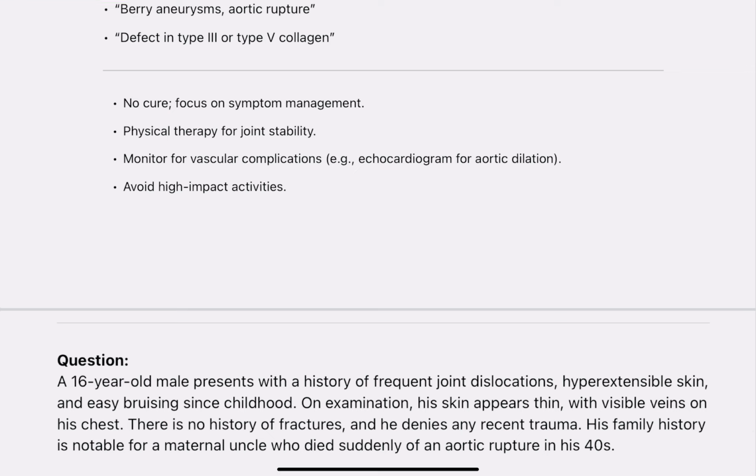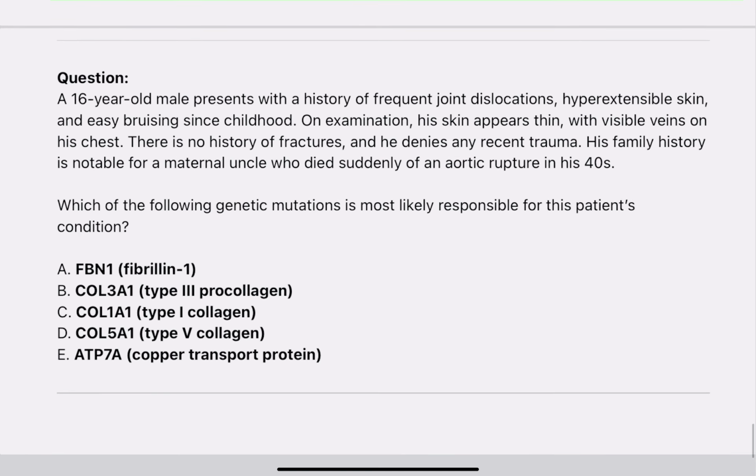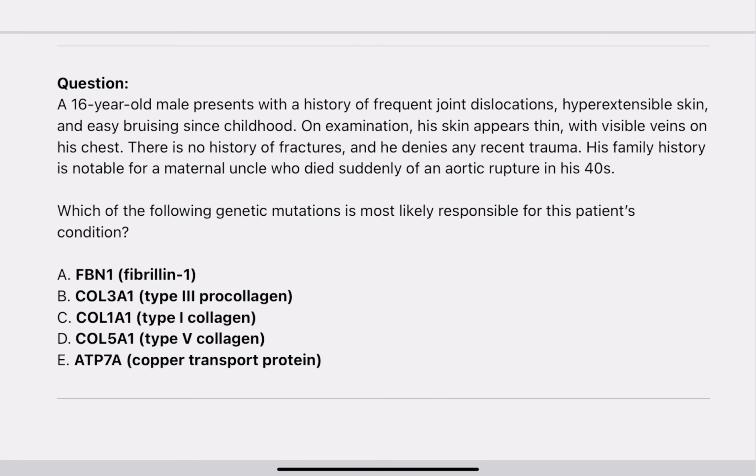So there's no cure. You focus on symptom management, physical therapy, or joint stability. Monitor for vascular complications. Example, you do an echocardiography for aortic dilation. Avoid high impact activities. So coming back to the question, a 16-year-old male is presenting with a history of frequent joint dislocations, hyperextensible skin, and easy bruising since childhood.